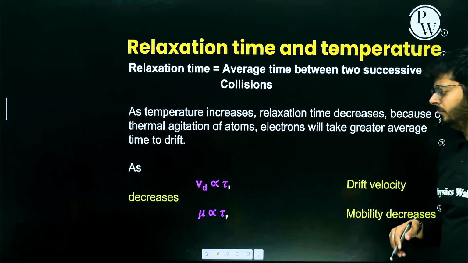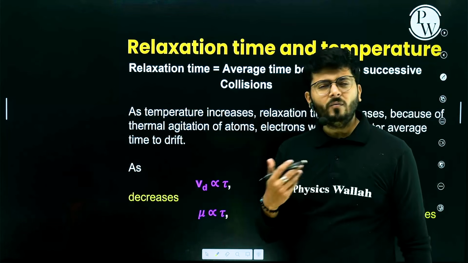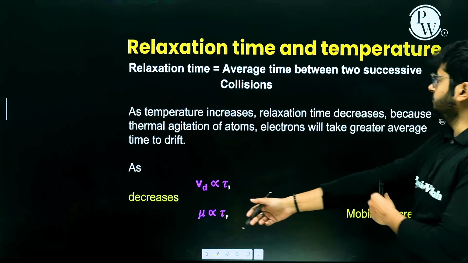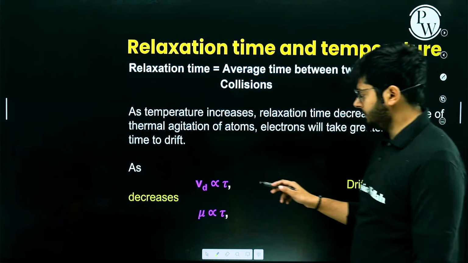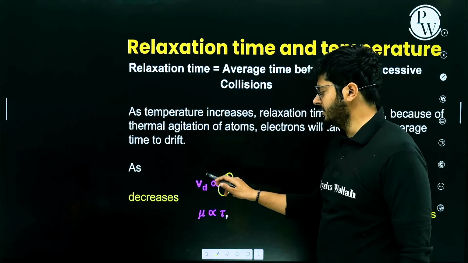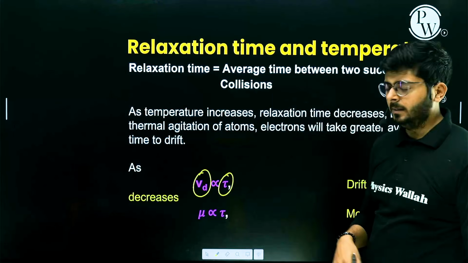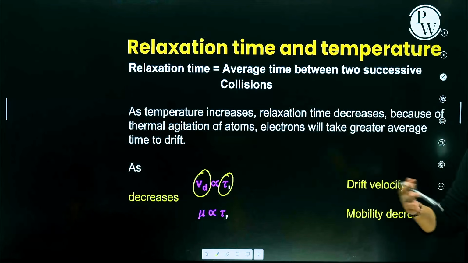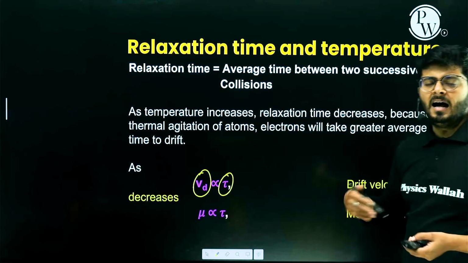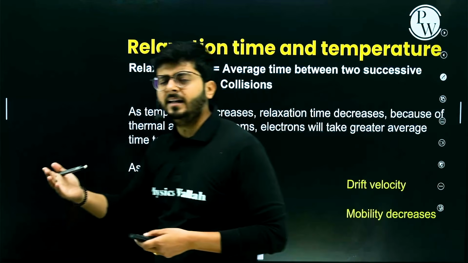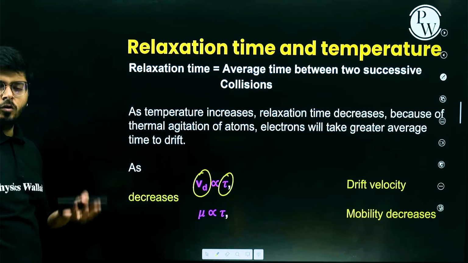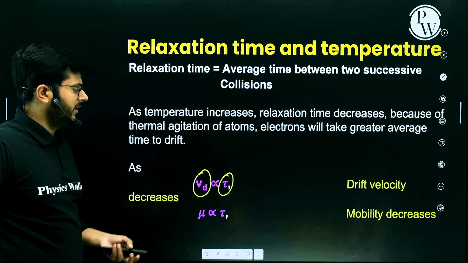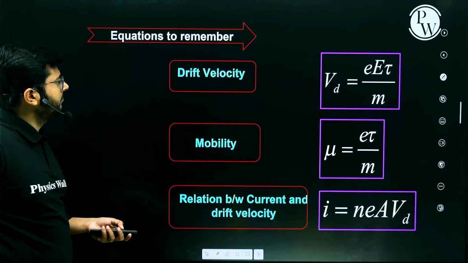Over here, we have already seen the effect of relaxation time on drift velocity. If the relaxation time changes, the drift velocity also changes, because the relaxation time changes the mobility of the conductor. Higher relaxation time means higher mobility and fewer collisions, and lower relaxation time means more collisions and lesser mobility. That will of course reduce the drift velocity.